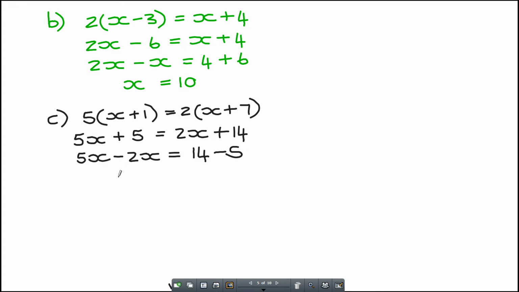So let's simplify. 5x minus 2x will give me 3x. And 14 minus 5 gives me 9. Now I have to get rid of that 3, the coefficient. That's 3 times x. So if I take it over, it becomes divided by 3. So x will then be 9 divided by 3, which is 3. Okay. Any questions there? Okay. I think I'm going to do D on the next page.